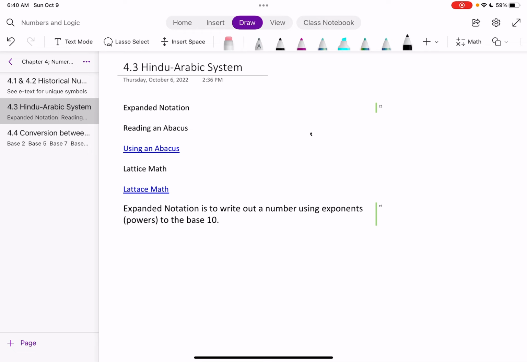goes into a couple of things. First, we'll cover expanded notation. And here in my notes, as you can see, I have a link to how to use an abacus. It's just a cool information video, and one of the quiz problems just has you read the number off an abacus. And then I have a video for Lattice Math, where I'll also do some Lattice Math here in this problem. All right, so let's get started.